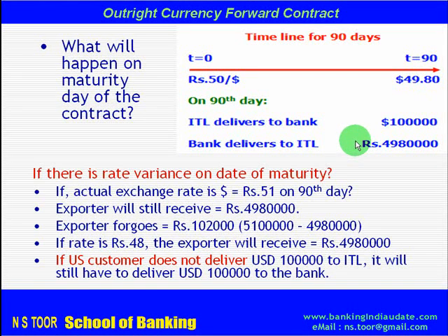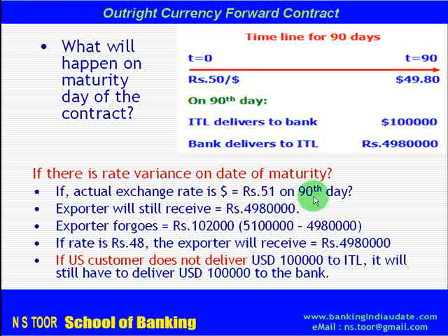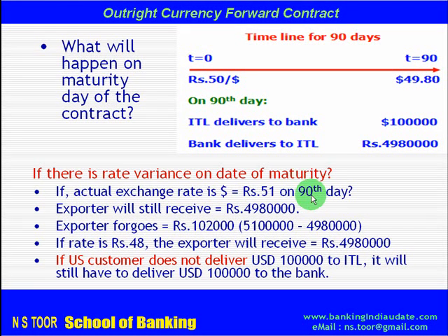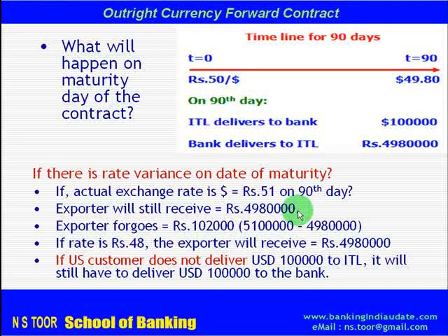But imagine if there is a rate variance on the date of maturity. The promised rate was 49.80, but let us assume that the rate is 51 rupees on the 90th day. In that case, what will happen? The exporter will still receive 49.80 lakh as promised by the bank.